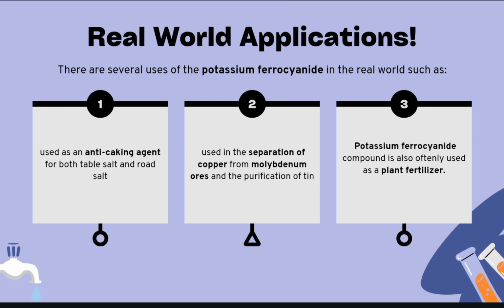Okay, so next let us continue with its real world applications. Firstly, it is mainly used as an anti-caking agent for table salt and road salt. This is to prevent it from clumping and to ensure the product remains dry. With this, it is easier for the product to be produced and packaged, which is the table salt and road salt. It is also used in the separation of copper from molybdenum ore. Other than that, it is also used in the purification of tin, which is one of the major processes in the industry. And the third one is it can also act as a plant fertilizer.